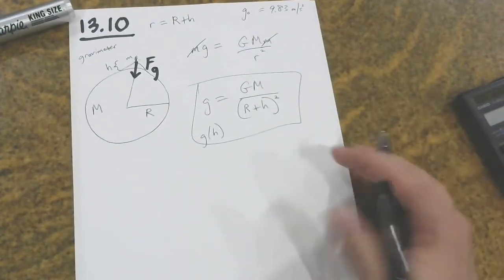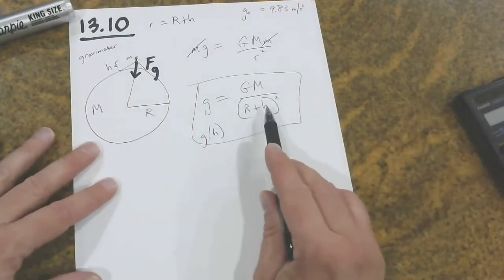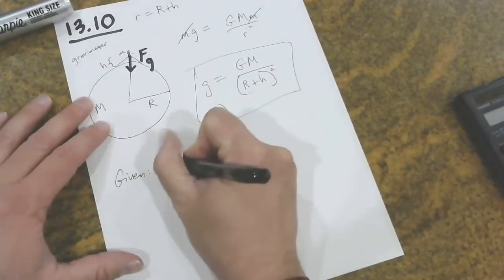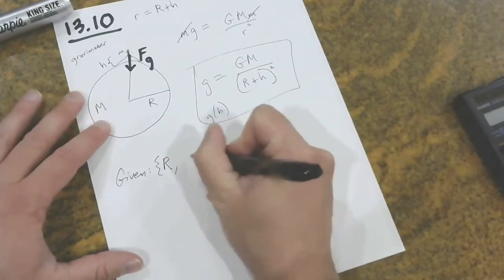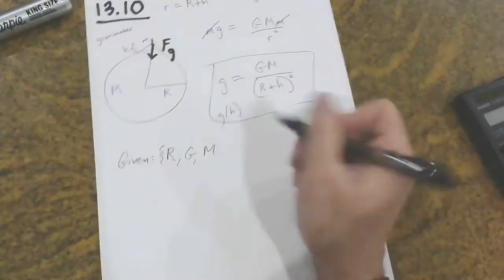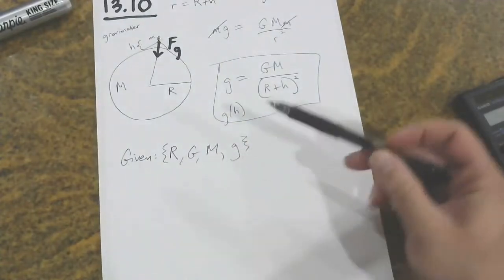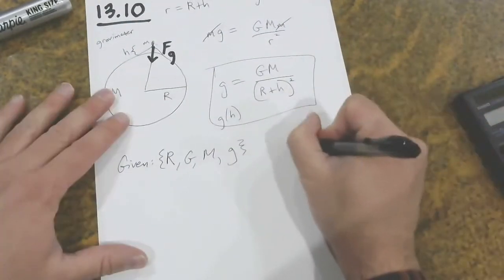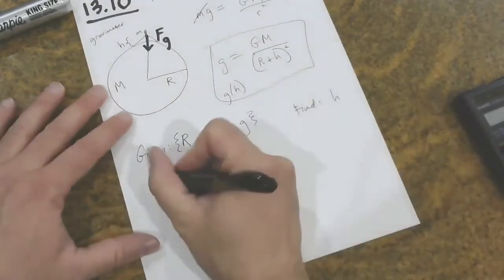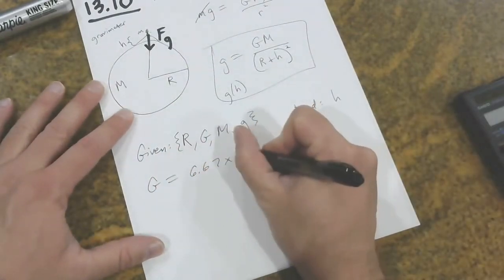And what they told us here was the value of G at the top of the mountain, and we're supposed to solve for H. So it's like we're given the radius of the Earth. Of course, we know big G. We know the mass of the Earth, excuse me. And we're also told what the strength of the G field is at the top of this mountain. And we're supposed to solve for the height. So I'll just remind you, big G, not an easy number to measure.